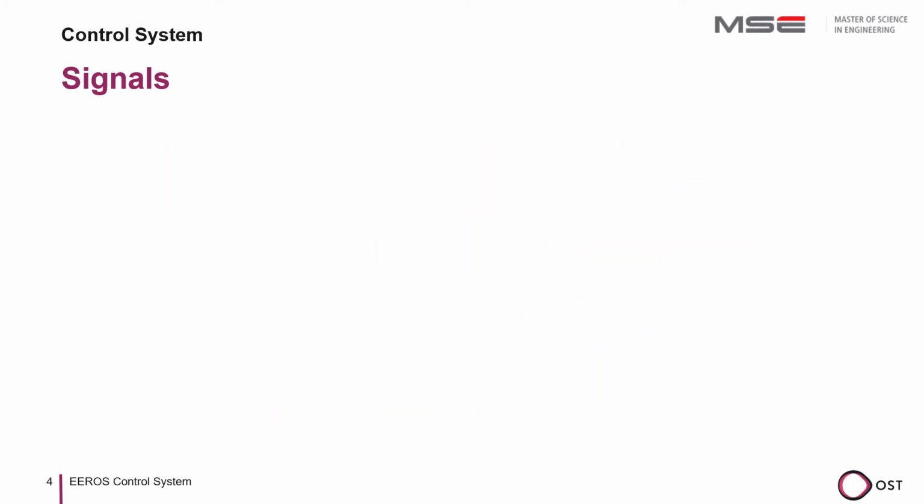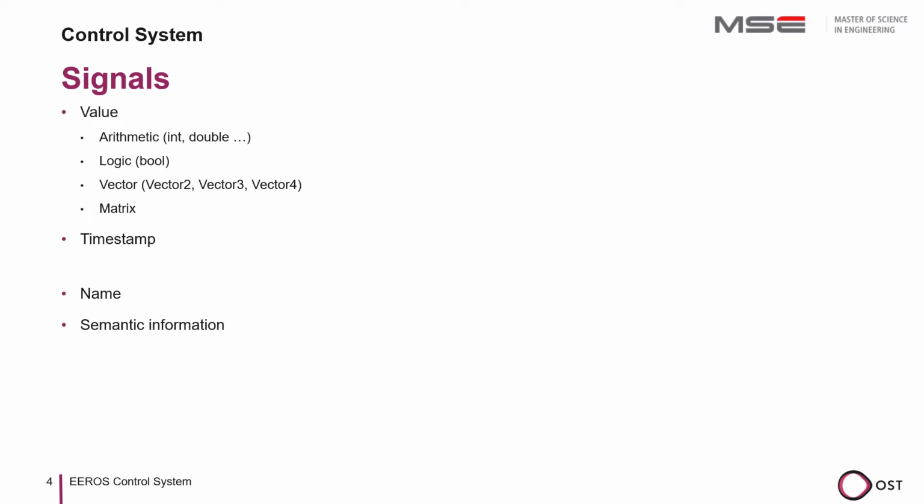Each element of a signal is characterized by a value, a high-precision timestamp, a name, and additional properties which provide semantic information. It is important to note that the signal can carry single values as well as vector or matrix values, and that the values can be logical or numerical.